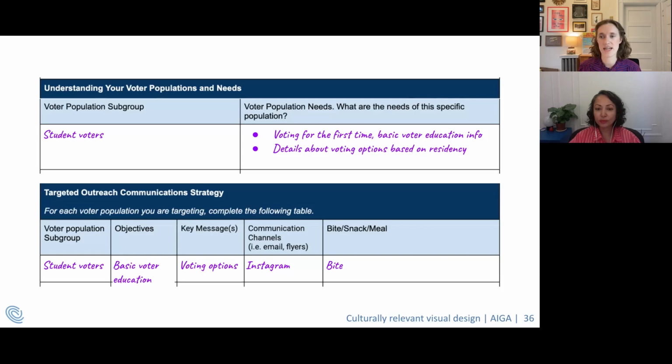But they also need details about voting options based on where they live. Students might be living on campus, maybe in their home community, but also might be living across the state or in a different state for college. So in that targeted outreach section, I began to write out the specific subgroup I'm talking to, student voters, their need of basic voter education, and that the way I would plan on communicating with them is through social media. And we imagine social media as being bites. So that tells me how I need to think about the scale of information that I'm communicating to be able to meet their needs. And the next step of this process is writing.